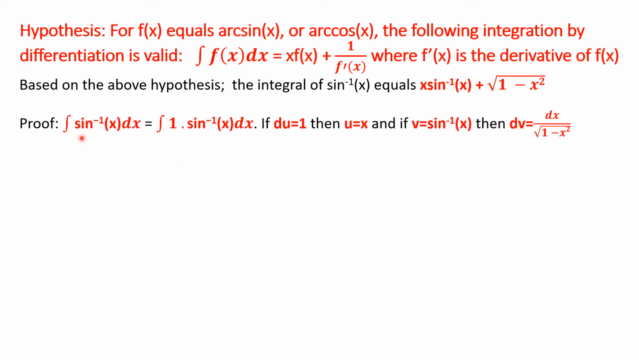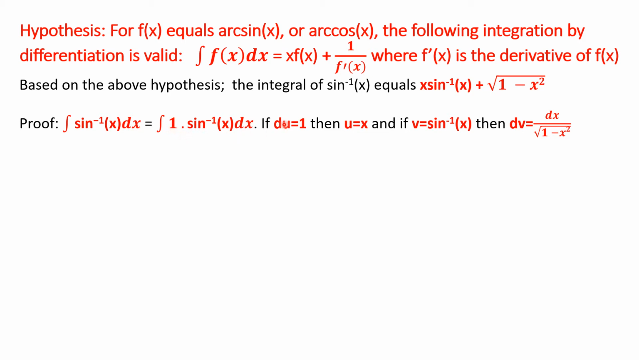To prove it, we will just go ahead and integrate sine inverse of x dx. But that's not going to be easy, so we will use integration by parts. To do that, we have to multiply sine inverse of x by 1, so we have 1 dot sine inverse of x. Since that is the case, we have to choose one of them as du and the other one as v. So we're going to use du equal to 1.